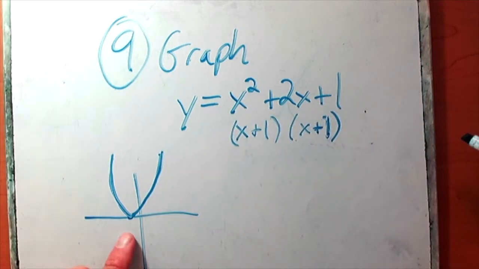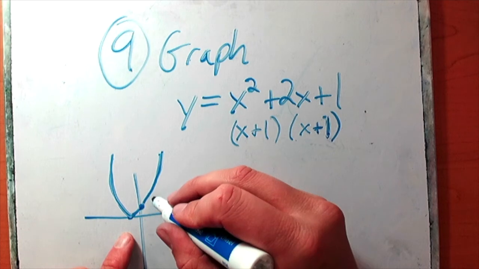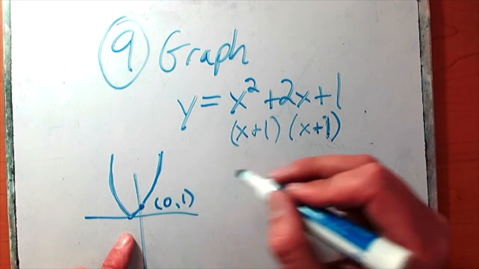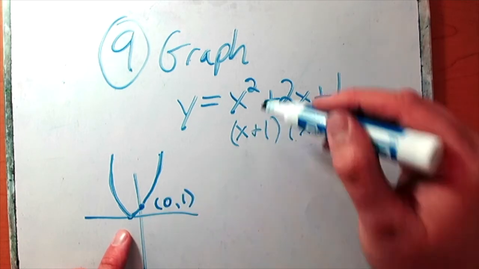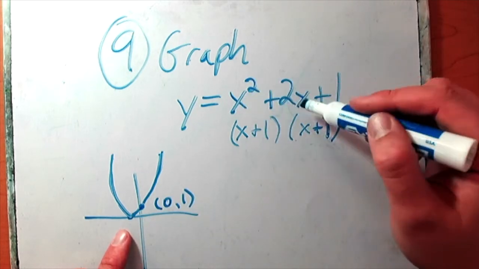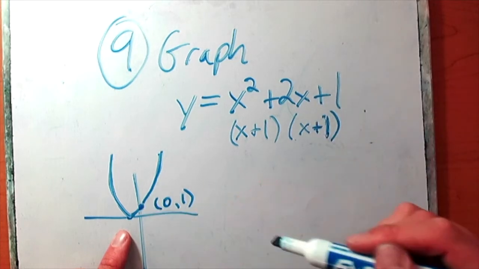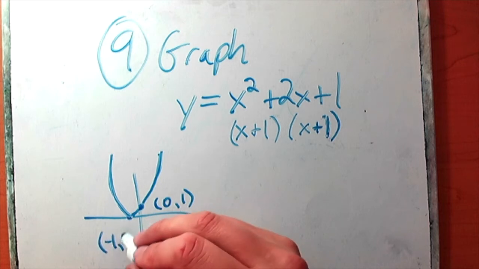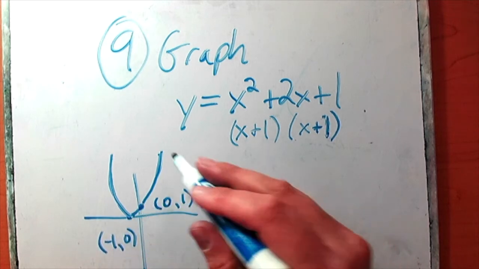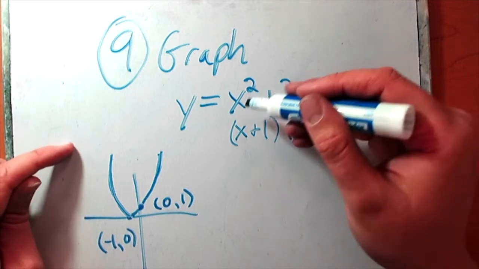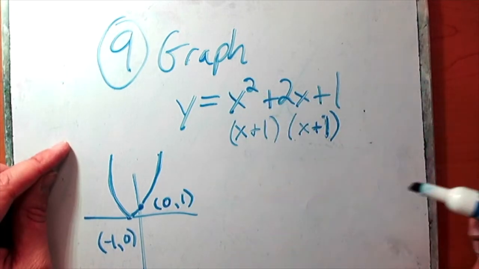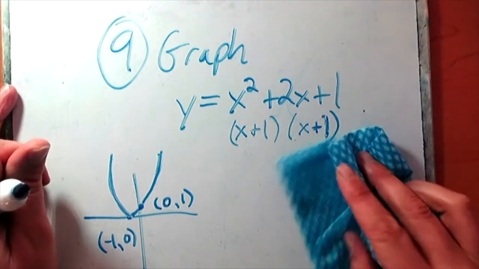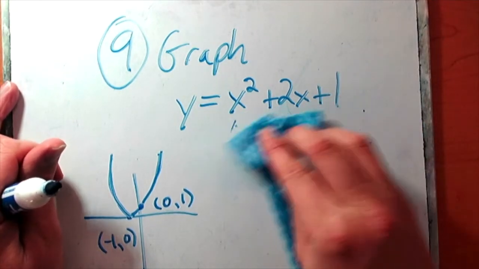Now, if I wanted to be even more specific, I know that this is the point 0, 1. How did I know that? Well, when x equals 0, that goes away, and this is left just plus 1. So I know this is the point negative 1, 0, and I know this is the point 0, 1. I got 2 points on my graph. I know it's a parabola because it's x squared. Boom. So I just did a few different things there to triangulate. So that's where your brain should start going.